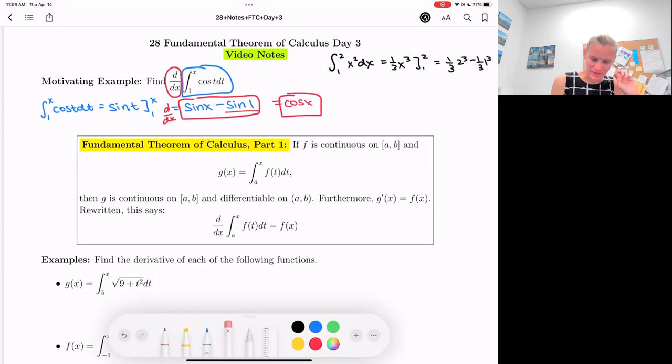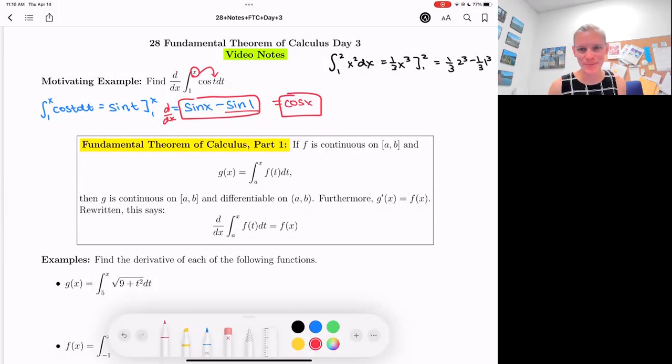And if we notice what happens here, that cosine was the function that was inside of my integral. It started out with cosine of t and it ended up with cosine of x, and x was the variable that was up here. So to some extent, it looks like we just plugged x in, and we got cosine of x out. That's exactly what the second half of the fundamental theorem of calculus tells us. This is actually usually called part 1, although we did them out of order.